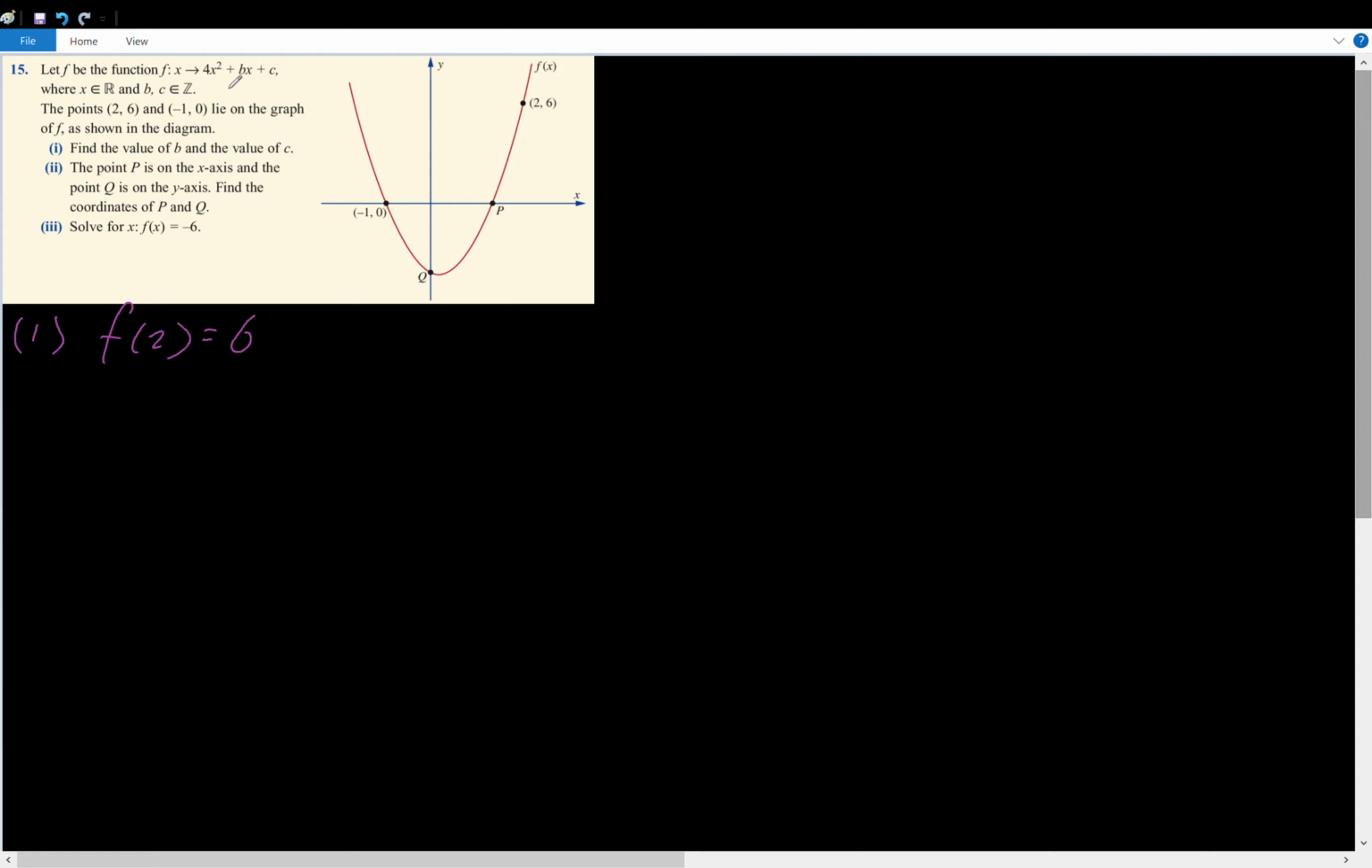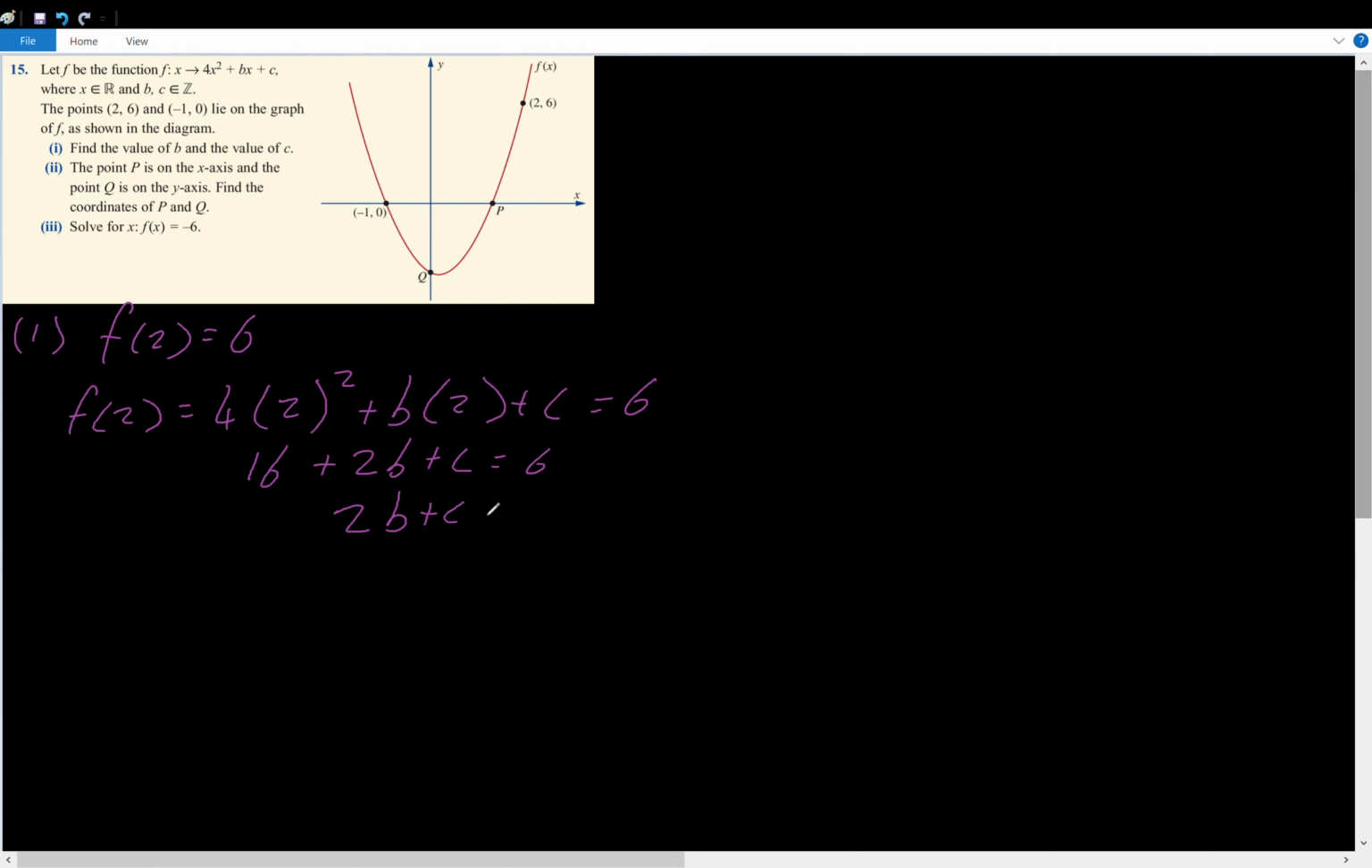Now if we get f of 2 from our function, we're going to get 4 times 2 squared plus b times 2 plus c, and we know that that's equal to 6. If we total that up, 2 squared is 4, 4 times 4 is 16, so we've got 16 plus 2b plus c equals 6, which means that 2b plus c is equal to -10. And that's going to be our first equation.